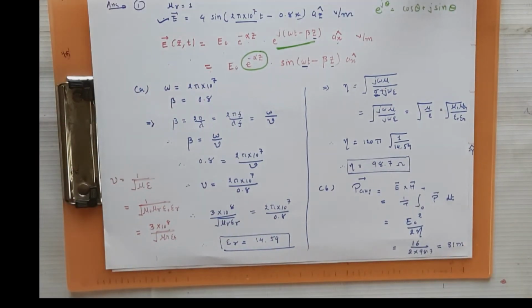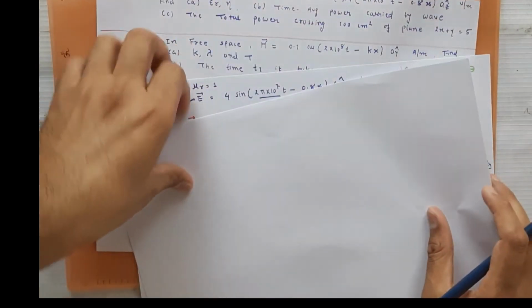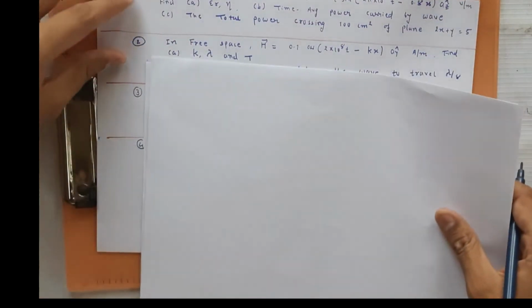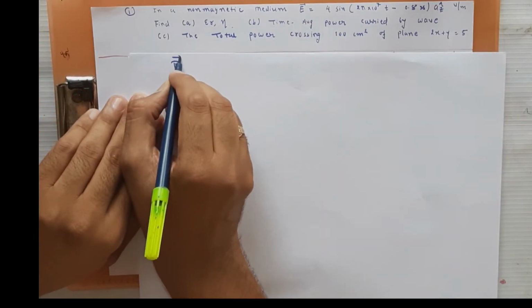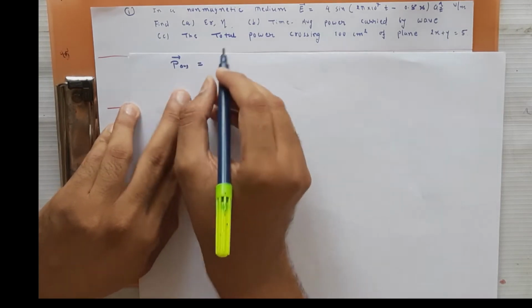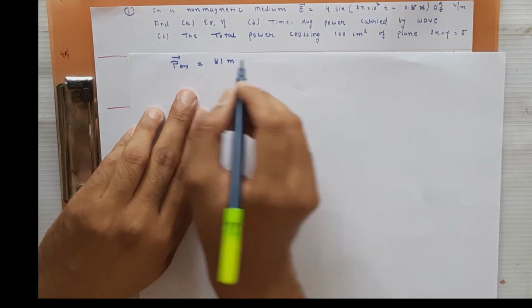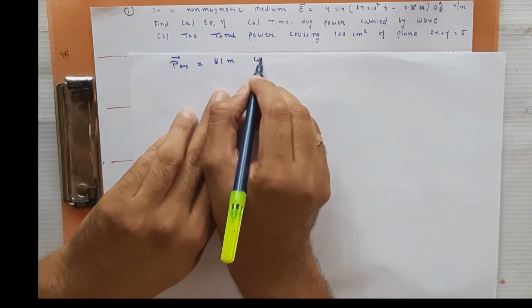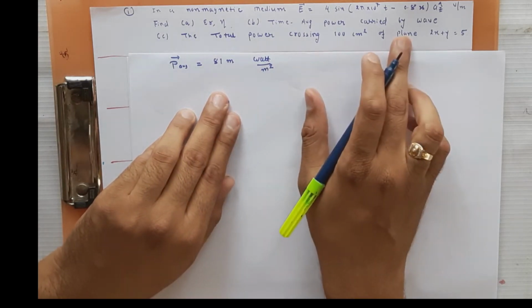So here, the time average power carried by the wave, or you can say the Poynting vector, which is a function of z, is 81 milliwatt per meter square. It is actually the power density, in watt per meter square. Clear?